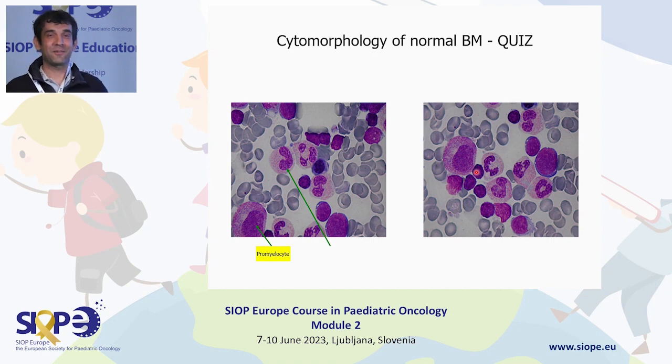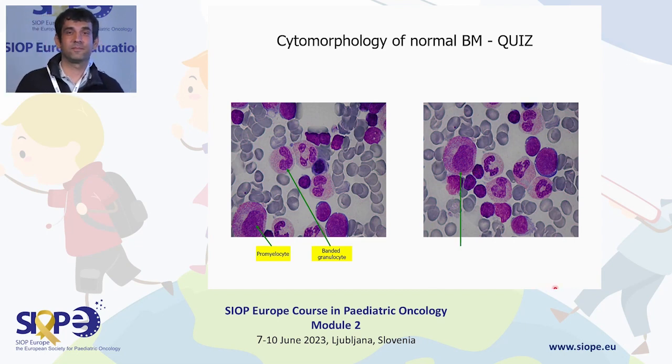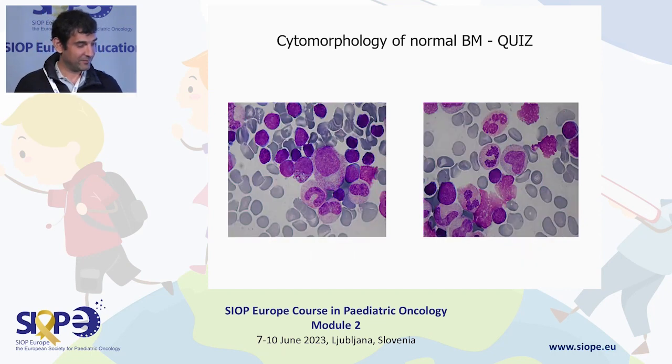What's this? We have seen this cell. Banded granulocyte. Yeah, correct. What's this? Yeah. Promyelocyte. Yes, you have to learn because we need it. What's this? A very small cell, no cytoplasm, condensed nucleus. A lymphocyte. Yeah. Good.